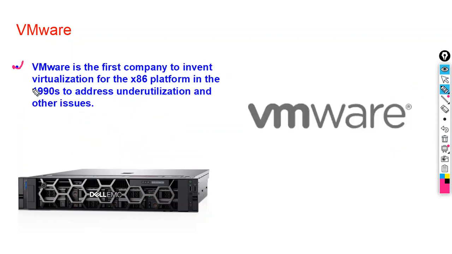VMware is the first company to invent virtualization for the x86 platform in the 1990s to address the underutilization and other issues. So VMware is the first company to virtualize the x86 architecture. That is why we are adopting this technology now. Before the 1990s, we didn't have any solution to virtualize the x86 architecture. We had the solution to virtualize only the mainframe computers.